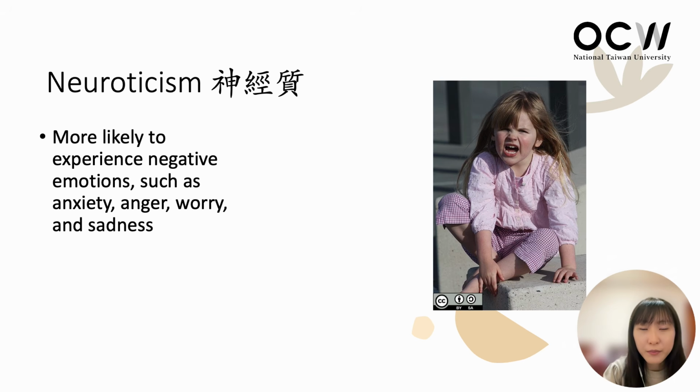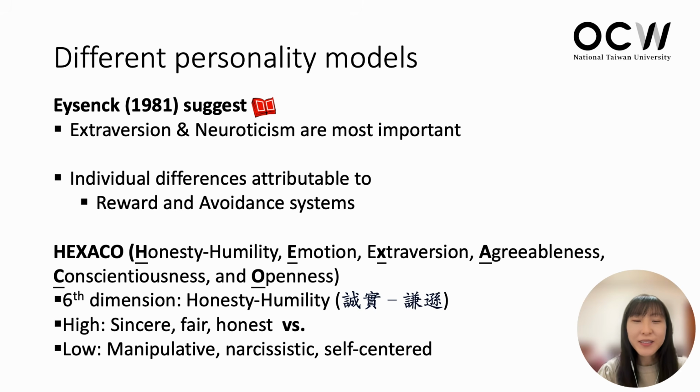Research suggests that extraversion and neuroticism are the two most important personality traits in explaining individual differences in reward and avoidance systems. So extroverts are reward seekers. They might be more motivated to seek rewards, and thus may exhibit more assertive behaviors. In contrast, those who are high in neuroticism might be more motivated to avoid punishment, and thus may seek solitude instead.